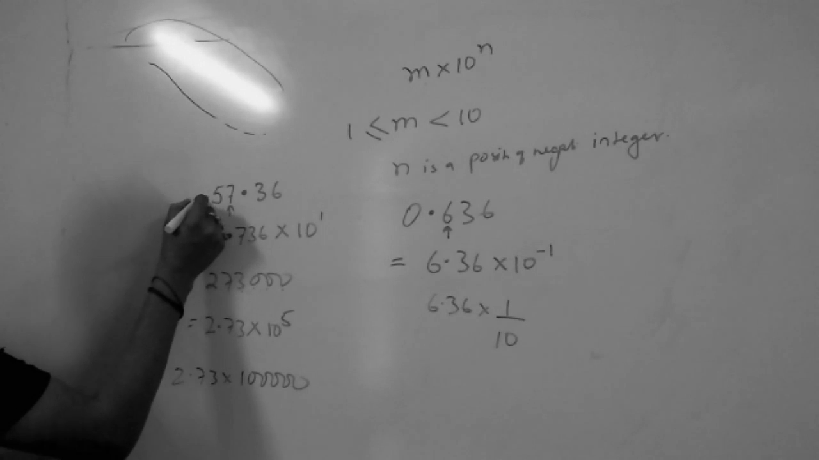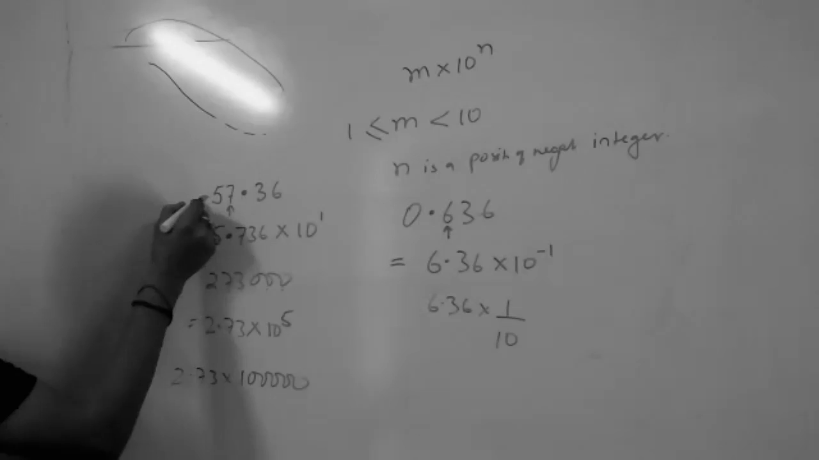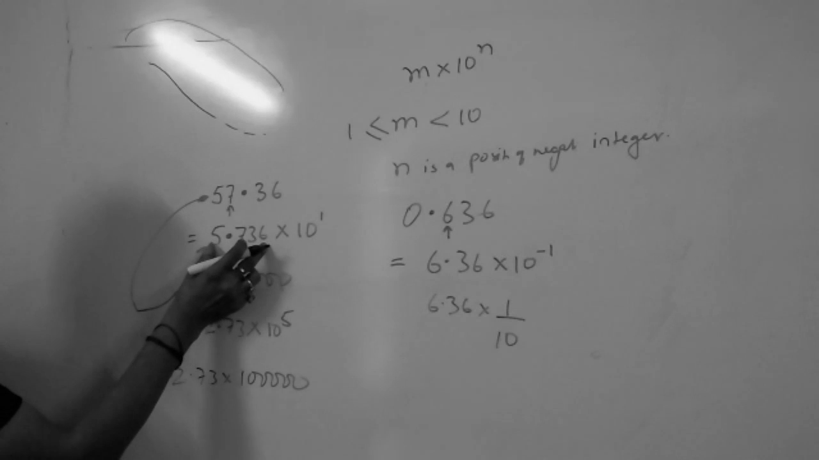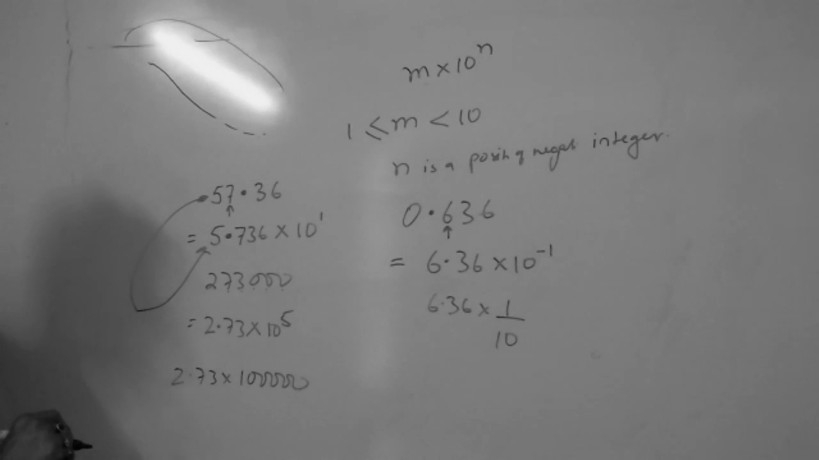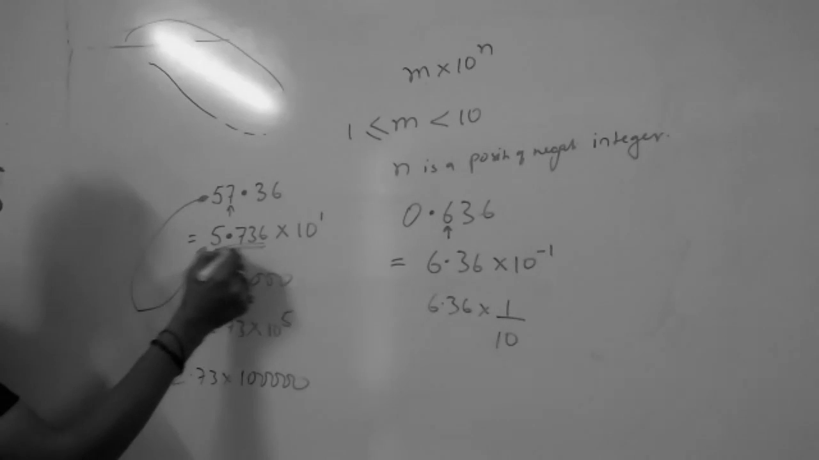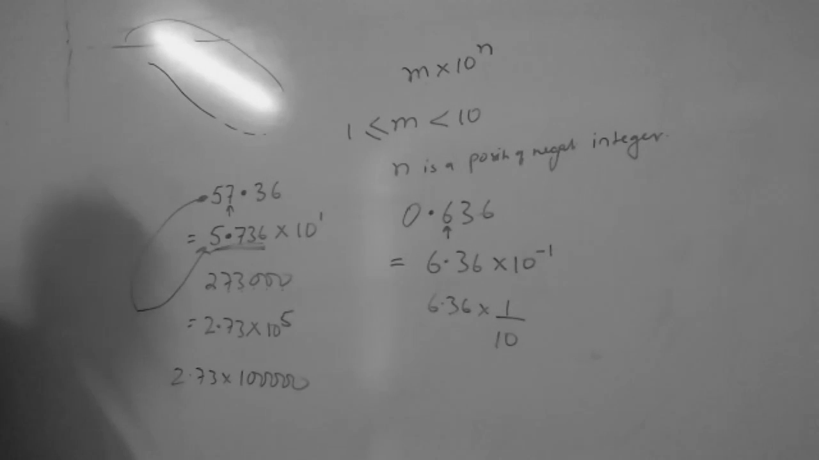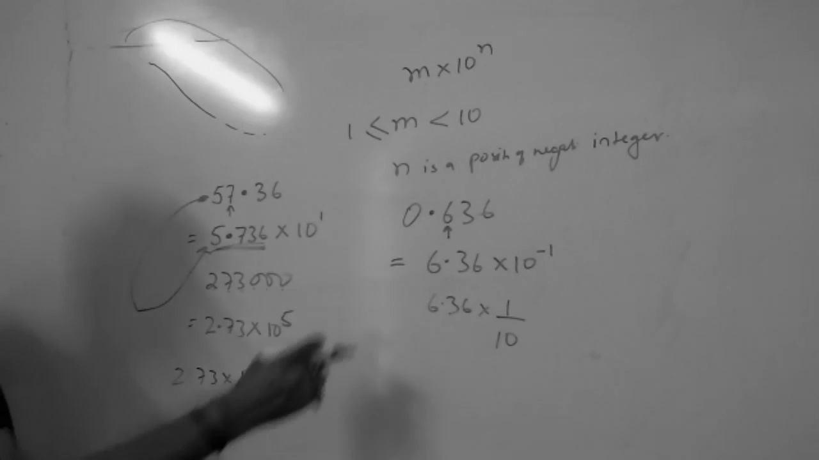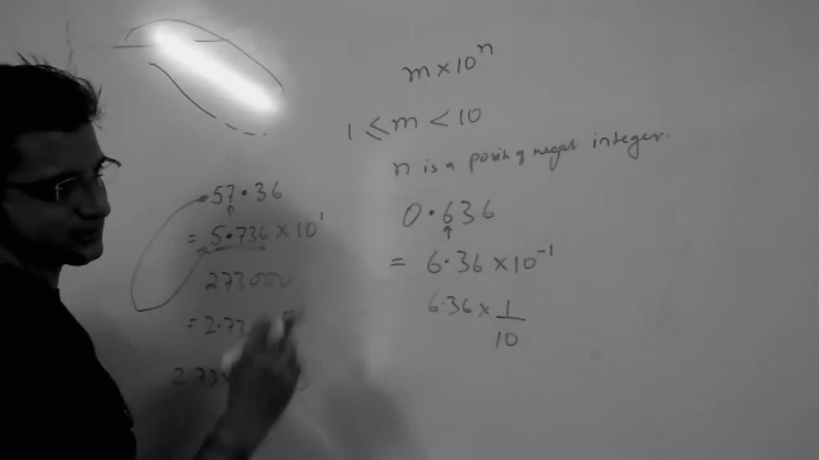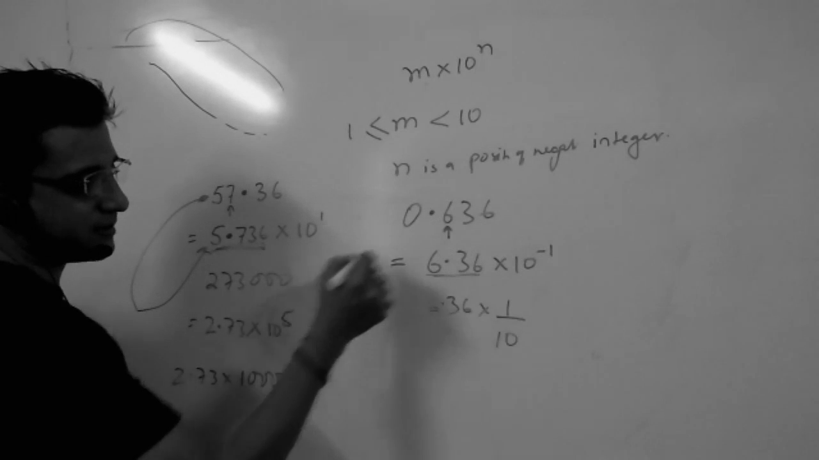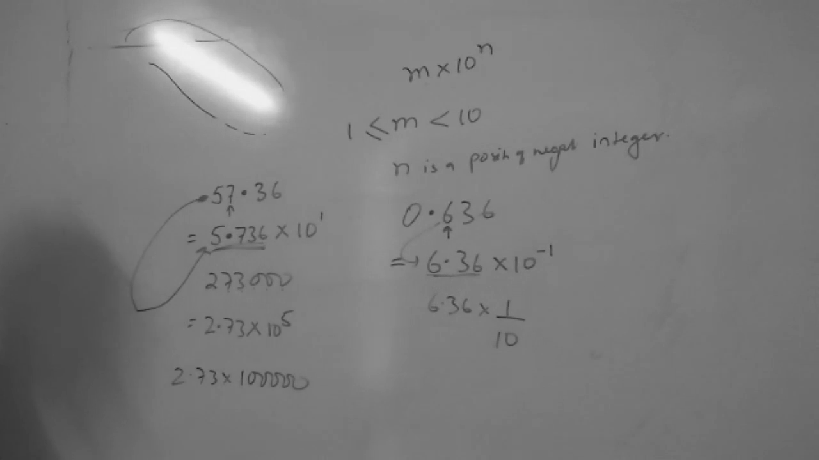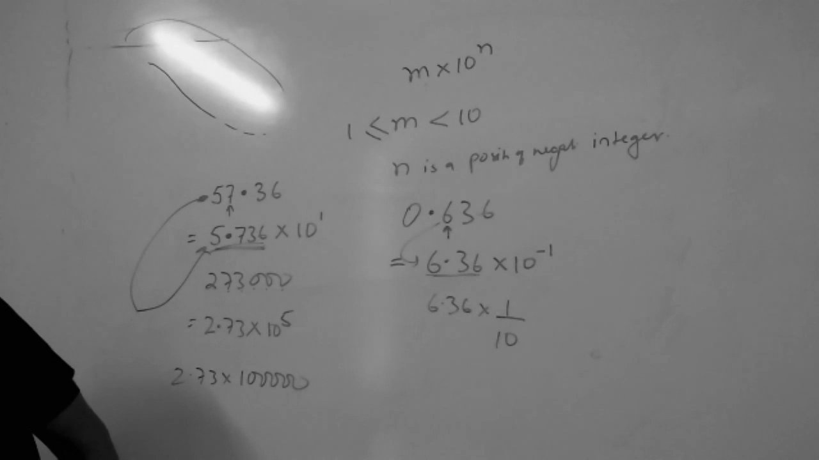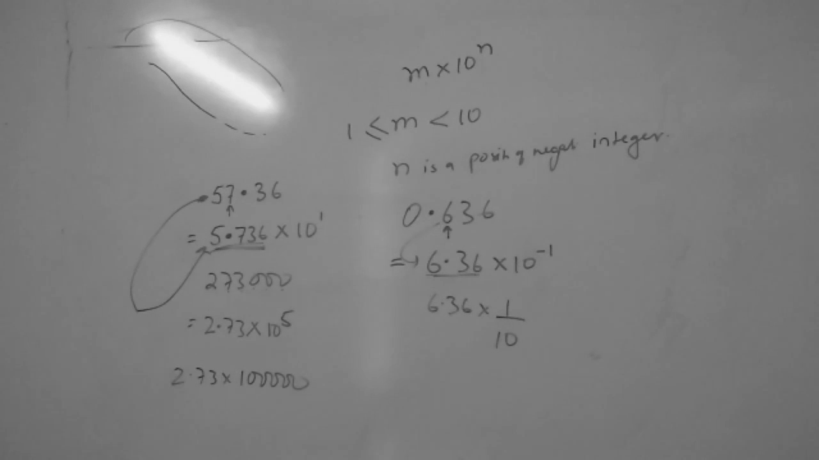This is the usual form. When you are writing into standard form, you are actually making the number small. 57.36 and 5.736, which one is small? This one. When you make the number small, you multiply with a positive power. And 0.636 is a small number while 6.36 is a bigger number. So when you make a number bigger, you multiply with a negative power. These are three ways of learning, understanding, or remembering it. You can choose your way of doing it.